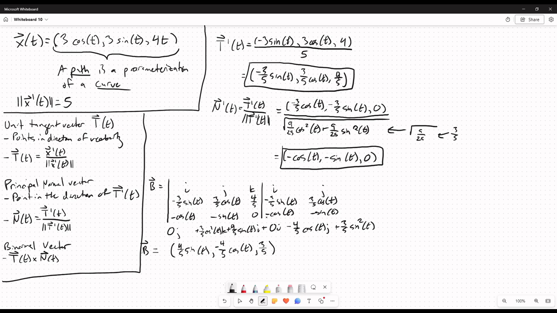And yeah, so we found all three of our vectors here. Collectively, we call these the moving frame vectors because, again, they move along with the curve and they kind of give us a frame that helps us think about velocity and acceleration. So there you go.